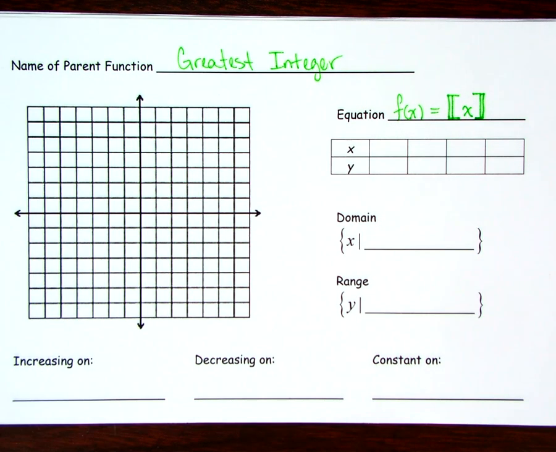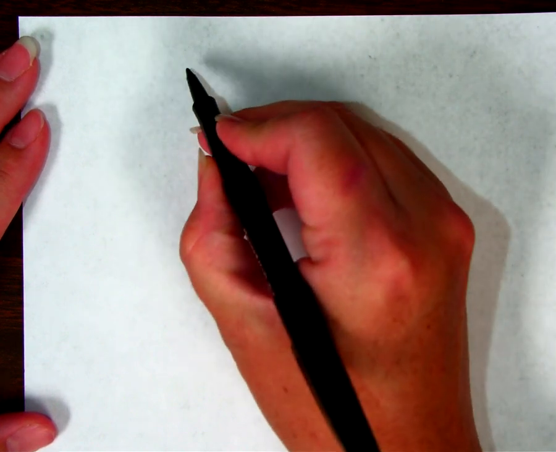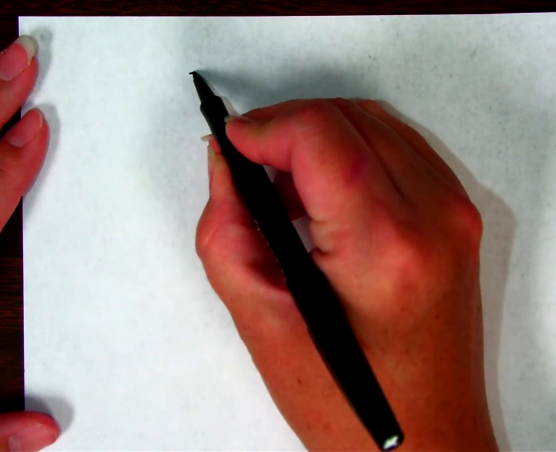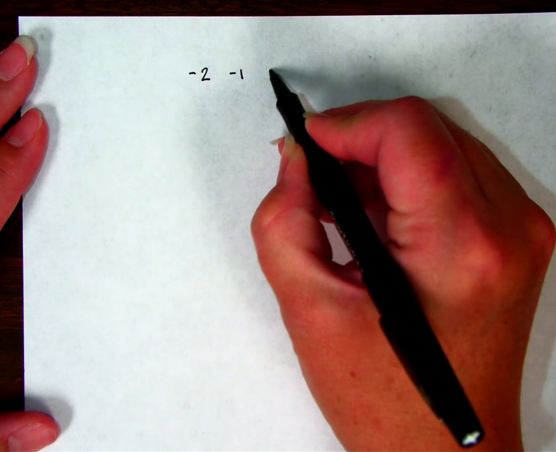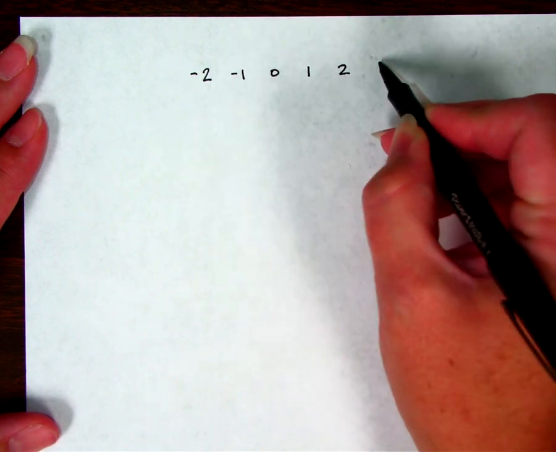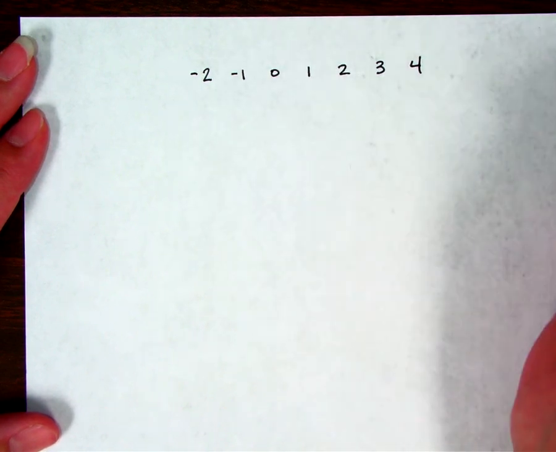Now, in order to truly understand this one, I want to talk about this greatest integer thing for just a moment. So I'm going to put this to the side and bring up some paper. Now, first of all, an integer is just a positive or negative whole number. So it includes all of the whole numbers. So that would be numbers like -2, -1, 0, 1, 2, 3, 4, etc.